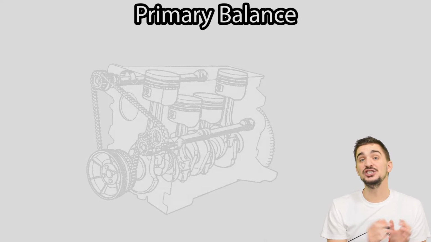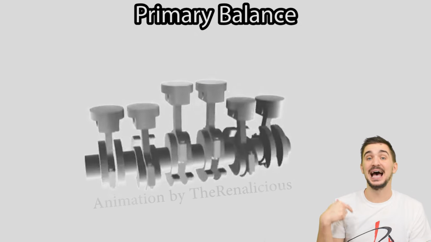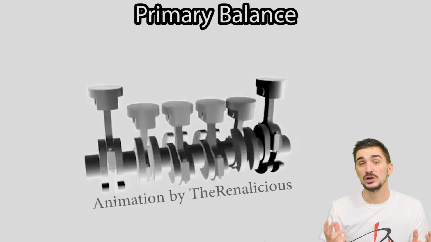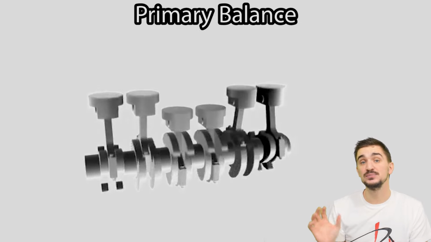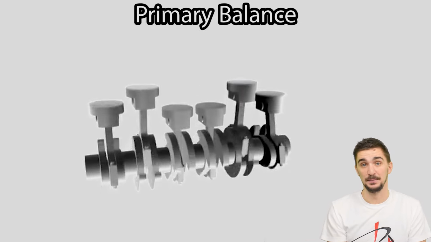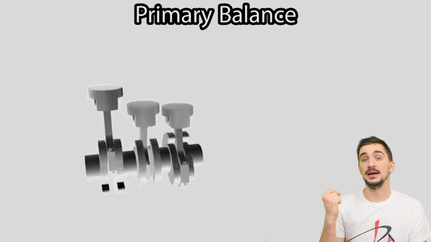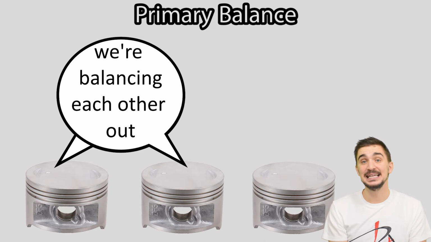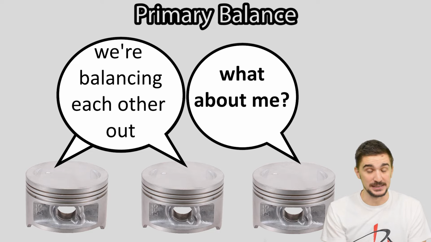Now, a primary engine imbalance is the result of an unbalanced mass in the reciprocating assembly of your engine. In other words, your pistons are usually the greatest potential source of a primary engine imbalance. An engine with an odd number of pistons is going to have a primary imbalance if the mass of the odd piston isn't balanced out by the other pistons.